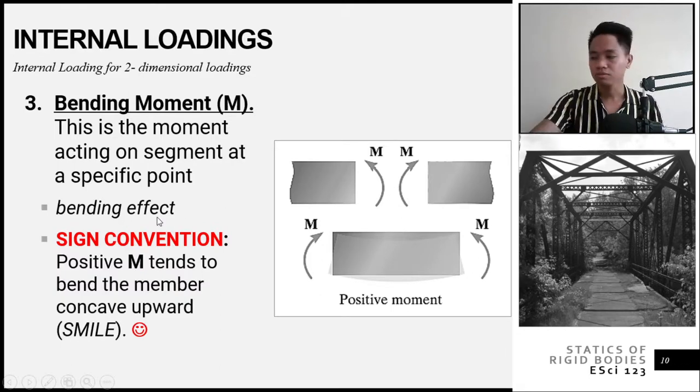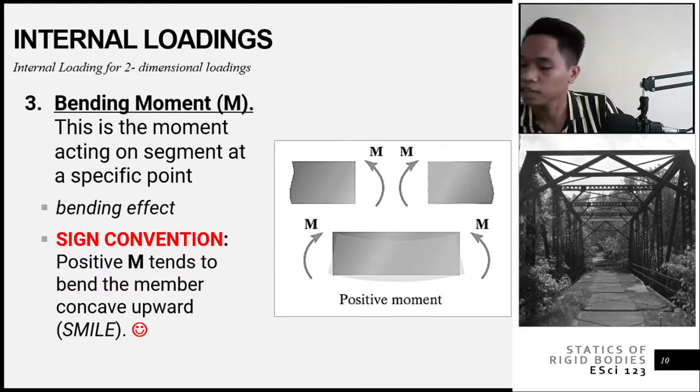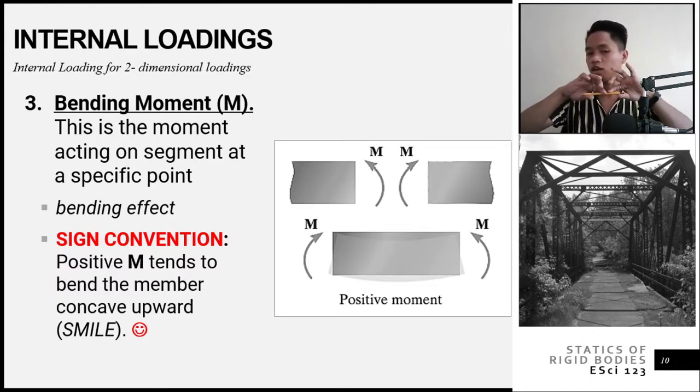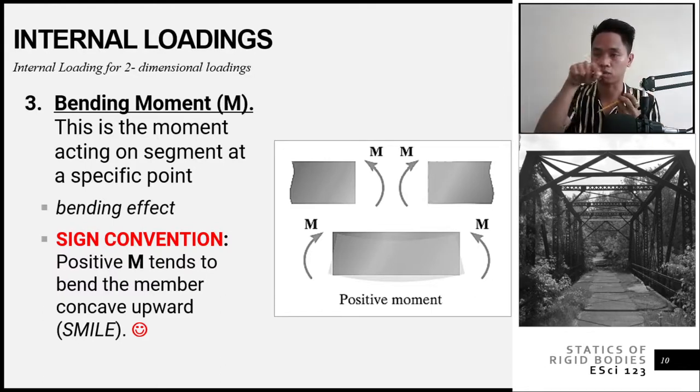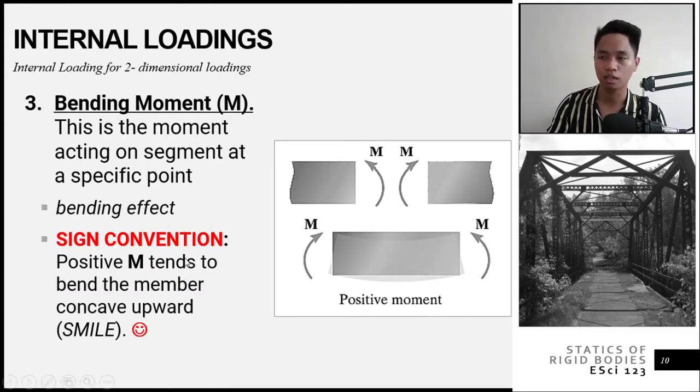Okay? For example, this is your beam. Your bending moment should tend to bend it. Okay? Your pencil or your beam will break. Now, for the sign convention, this is the easiest to remember.